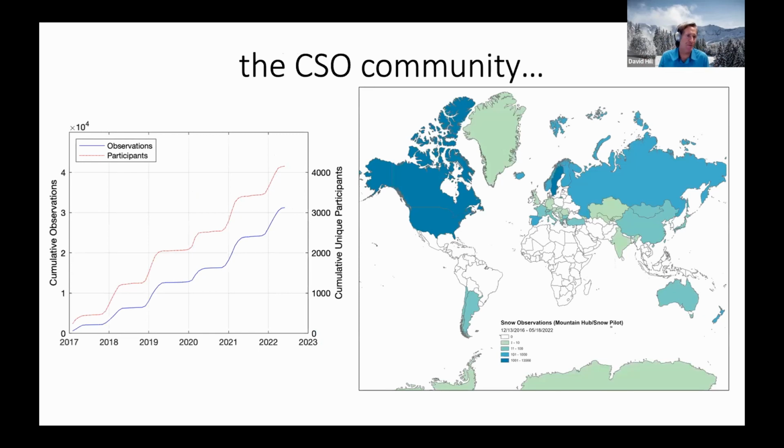So just a few words about participation. Since starting in 2017, the CSO project has grown very steadily. We've had in excess of 30,000 observations from more than 4,000 unique observers. Participation is heavily concentrated in North America, but we do have global reach around the world, which we actually think is really pretty cool and pretty impressive.